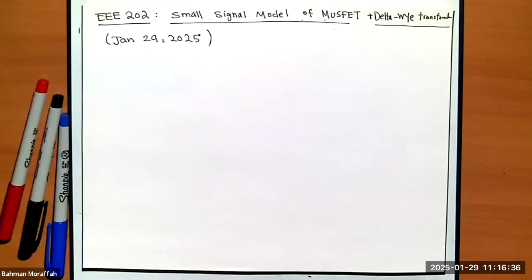So what I'm going to do today, I'm going to do one more example on dependent sources, and then I'm going to move on to Delta-Wye transformation, which is another tool that we can add to the bag of tools that we've got. Okay. So the very first example I want to do is a small signal model for a MOSFET.